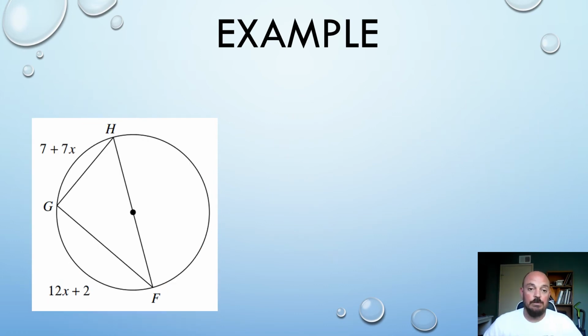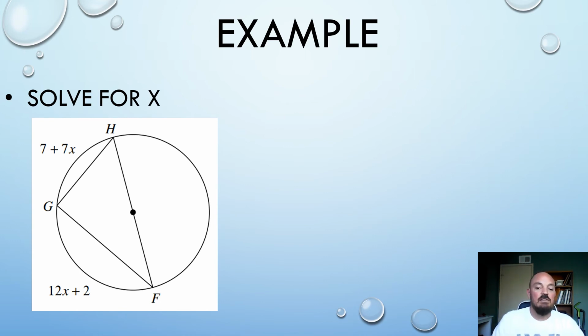Okay, last example here. We have inscribed angles again, intercepted arcs again, but this time it's a solve for x question. And in fact, that's what we're doing. We're solving for x. A lot of people will look at this question and without even thinking about it, they'll go, oh, I see 7 plus 7x, I see 12x plus 2, I'm going to solve for x. 7 plus 7x equals 12x plus 2, and they're going to solve for x. If you do that, you got the question wrong.